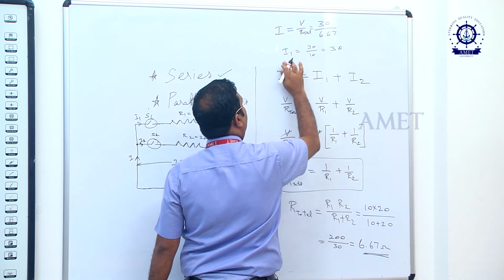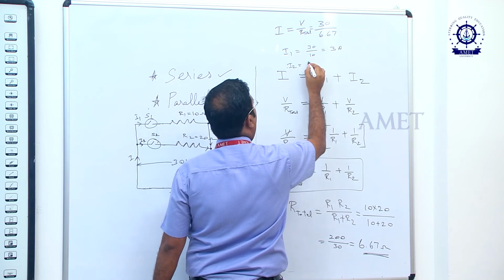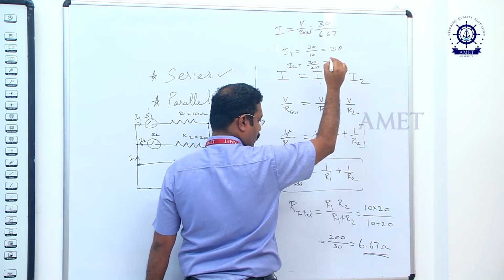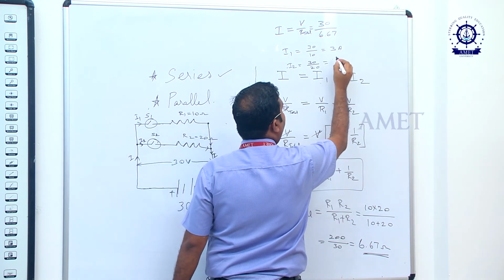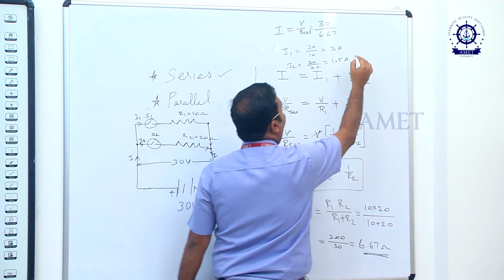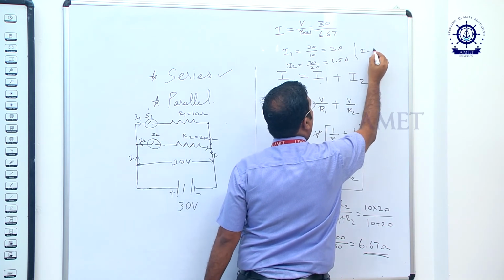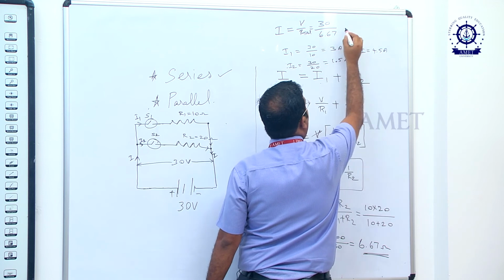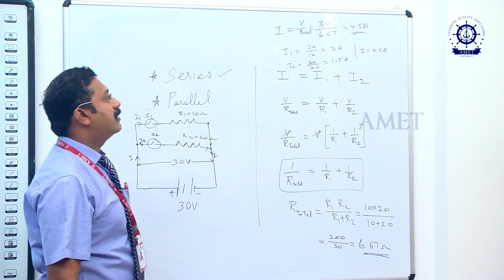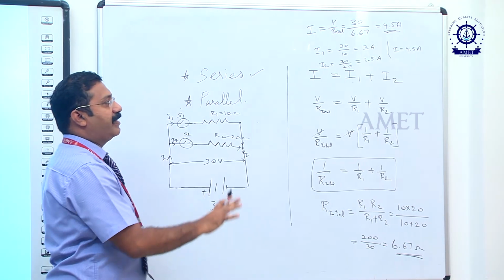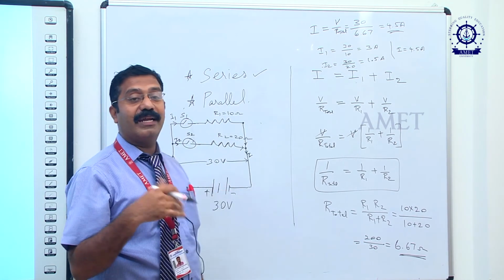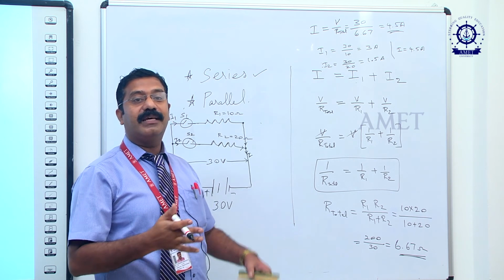I2 will be equal to 30 volt divided by 20, which is 1.5 amps. Totally it will be 4.5, therefore total current I will be equal to 4.5 amps. Here also you will get 4.5 amps, and that can be verified. If you see, the current is different. For I1, 3 amps of current is flowing; for I2, the current flowing is 1.5 amps. There is a big difference.